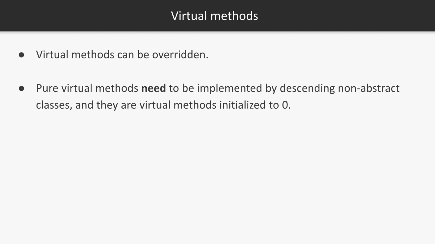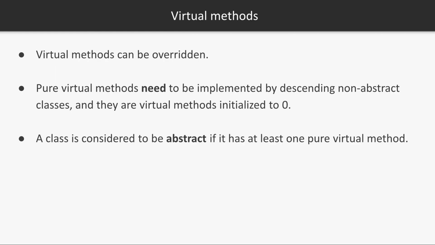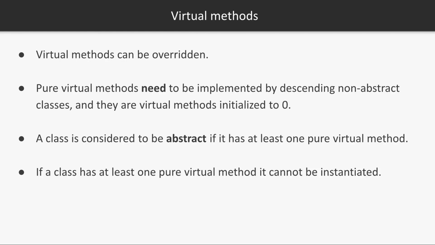But when we are talking about pure virtual methods, we're talking about methods that are equal to 0 and that don't have a body. So if a class has at least one pure virtual method, we consider that class as abstract, and we cannot instantiate an abstract class. And think about it, if you have a class called Vehicle that has a method called Move declared as a pure virtual method, it wouldn't make any sense to instantiate the Vehicle object because Vehicle is an abstract class.